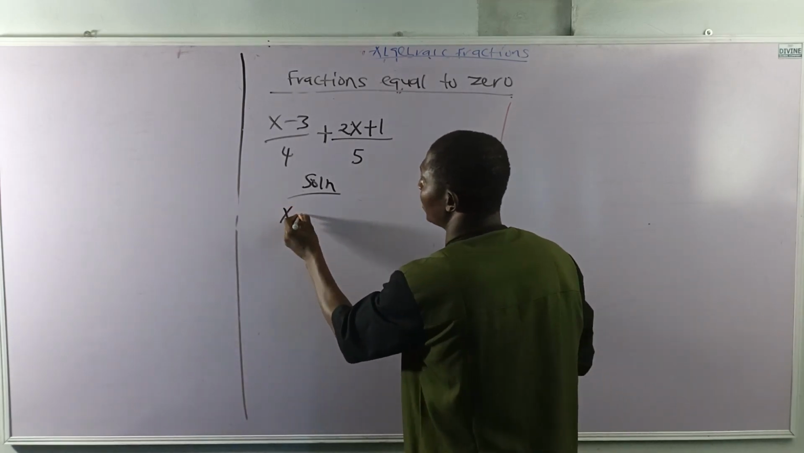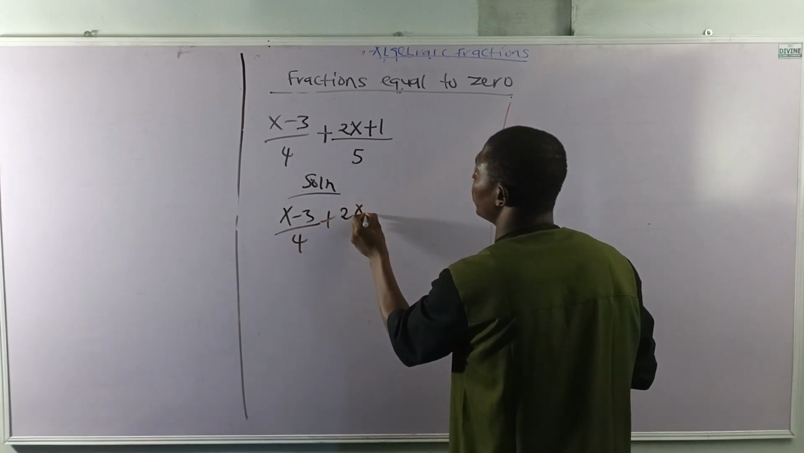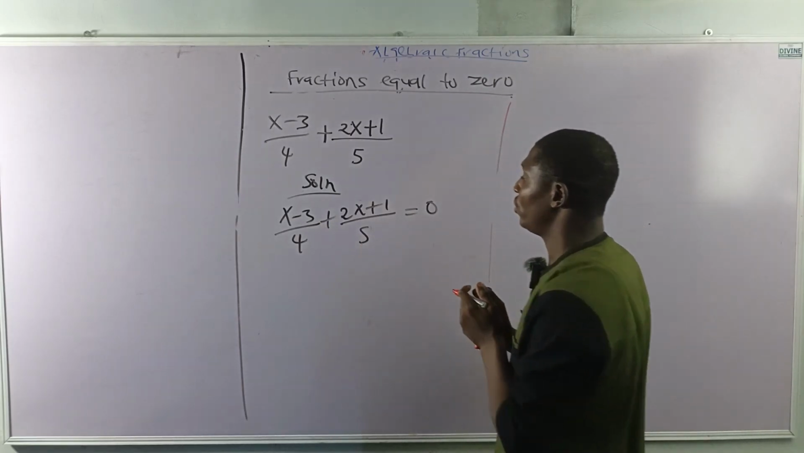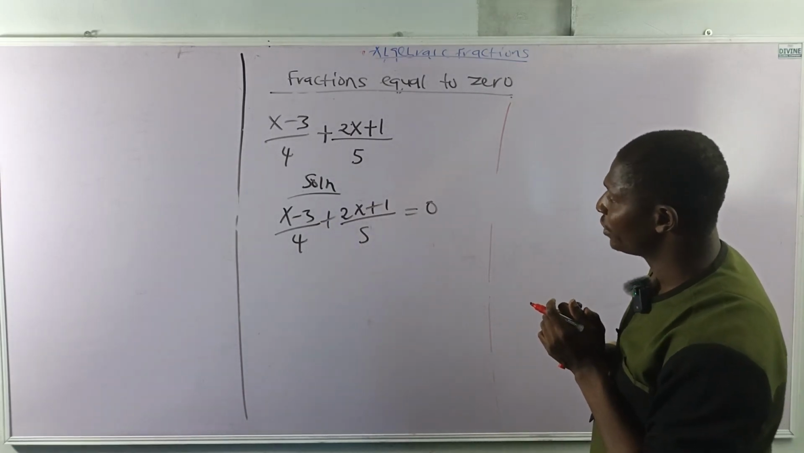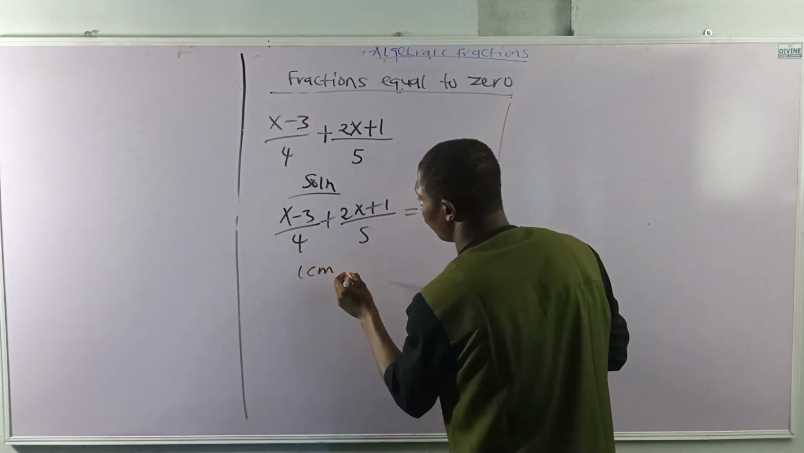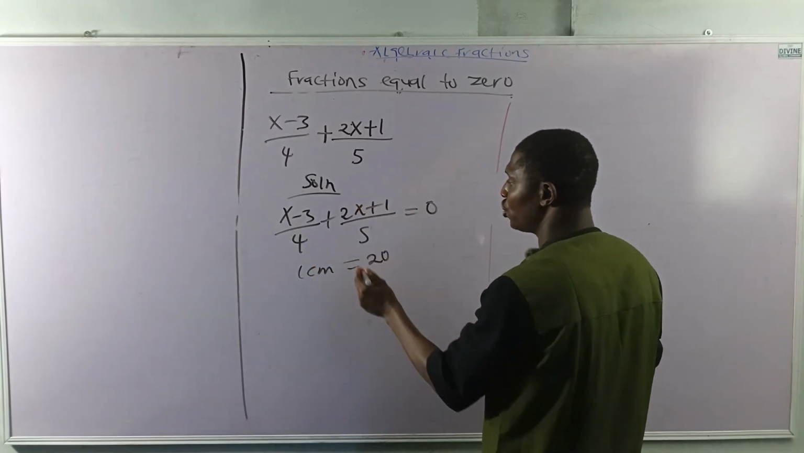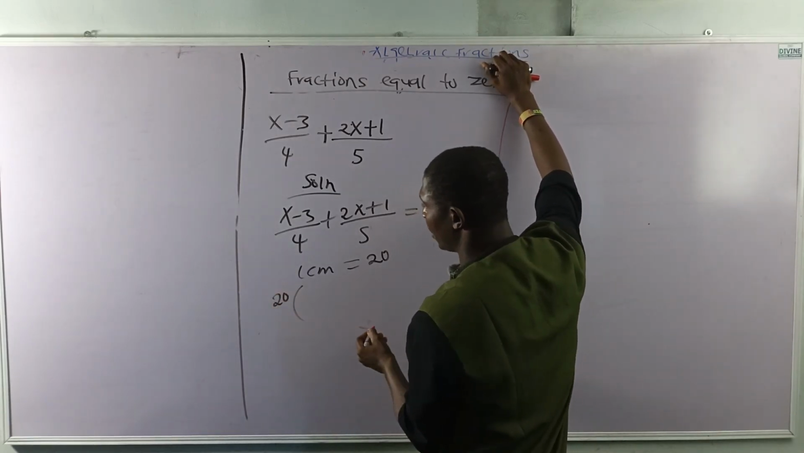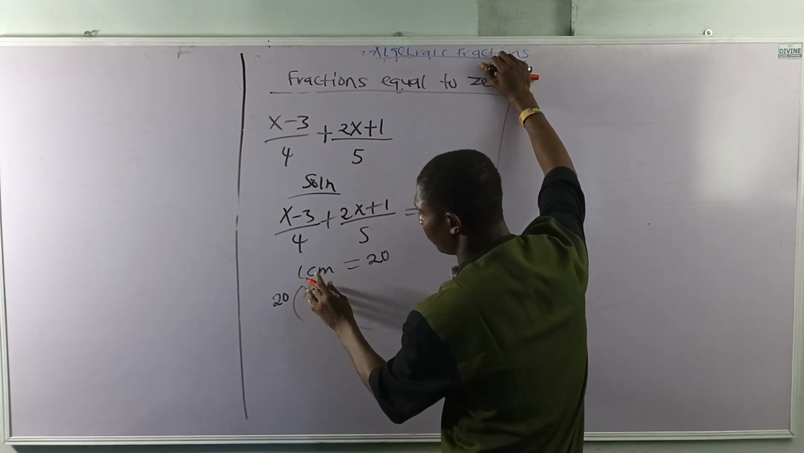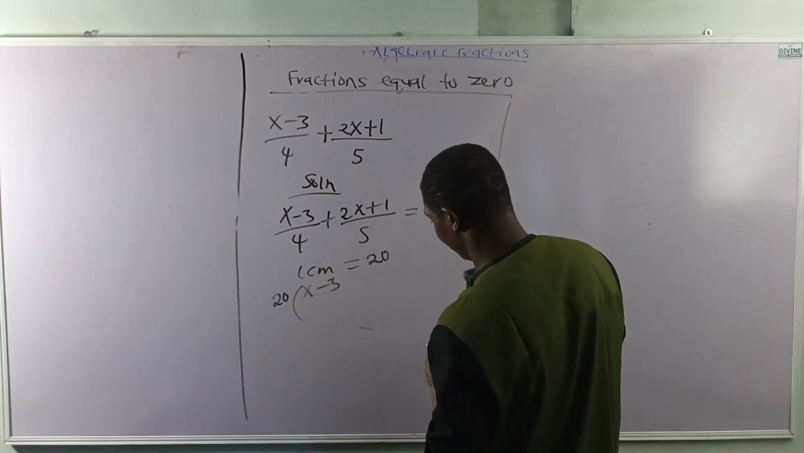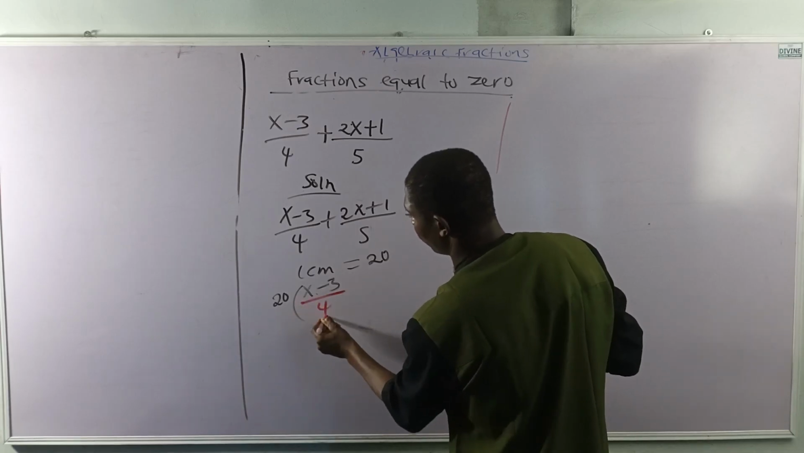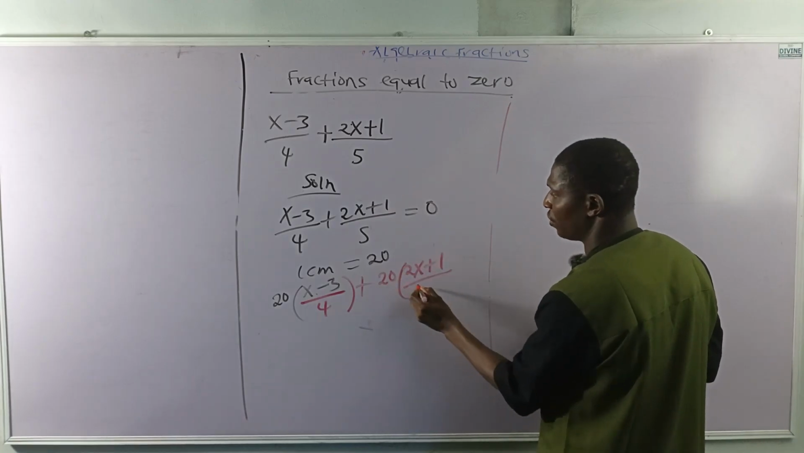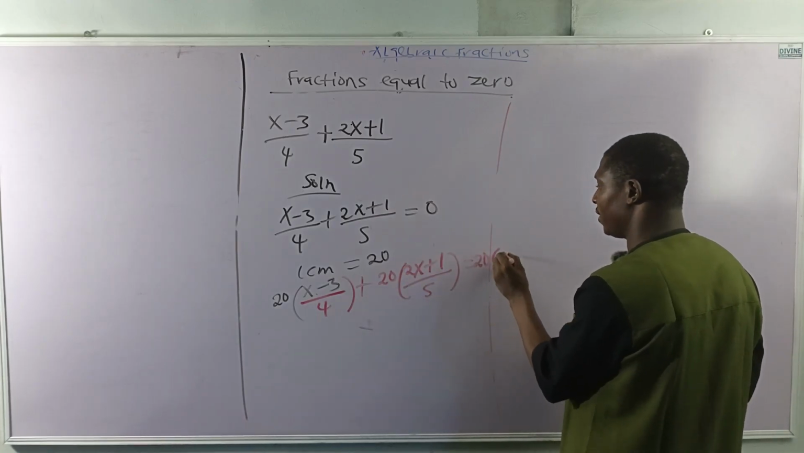But remember, we must have our x minus 3 over 4 plus 2x plus 1 over 5 equal to 0. Making this expression a single fraction, we take our LCM. LCM of 4 and 5 is 20. We multiply it through with our LCM, and we have 20 brackets x minus 3 all over 4 plus 20 brackets 2x plus 1 all over 5 equal to 20 bracket 0.